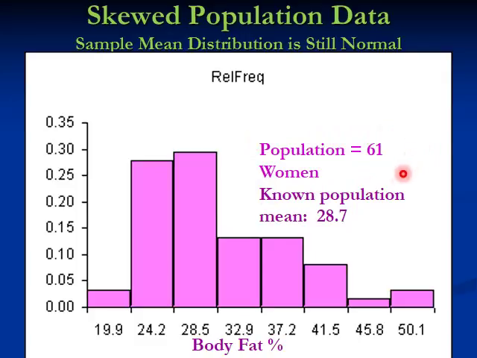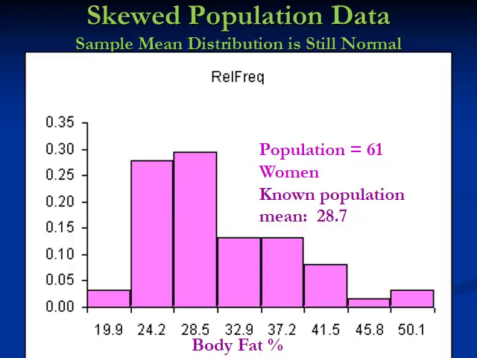So our population itself is 61 women, okay? And in fact, we've sort of peeked behind the curtain here, and we know that our actual population mean is 28.7. So that's unusual, right? That you would know your population mean, because usually you have a lot bigger population than 61. But just for purposes of this example, I want you to peek behind the curtain and be like, okay, our whole population is 61. We know the mean body fat percentage of our population is 28.7.